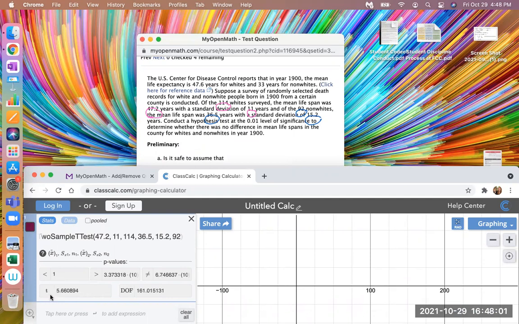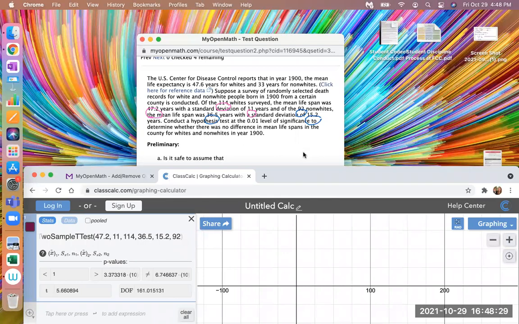I can't even see this. I need to expand this out, I guess. I don't know how to. Usually we pick not pooled. See how they say pooled and not pooled? So we could click this button to say pooled. Usually when we calculate this, we do not pool.